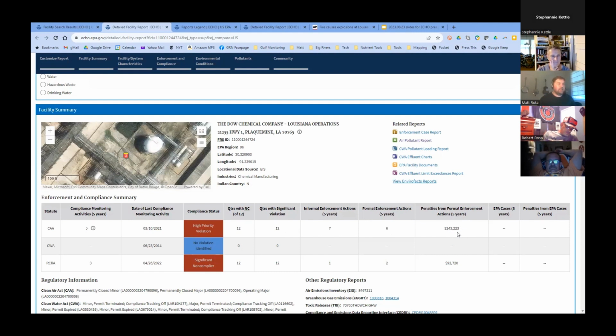And so they've been penalized $243,000 for the Clean Air Act, which is CAA, and then for solid waste, RCRA, they've been fined almost $100,000. So automatically, okay, I'm going to need to dig deeper into what these pollution issues are that we're seeing, because they are obviously not good actors when it comes to complying with their permits, especially their air quality permits and their solid waste permits.